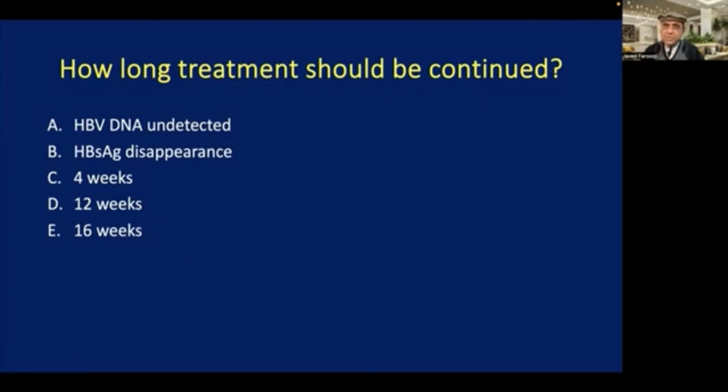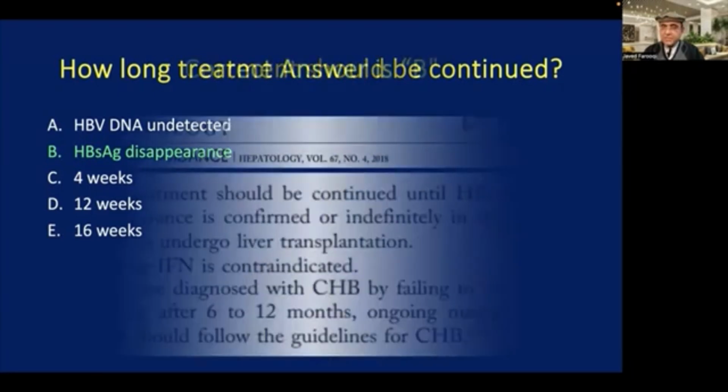You write down your choice, and let's see what's the correct answer. The correct answer is till the HBs antigen disappears. When you start a patient of acute severe hepatitis B on oral drugs, it should be continued, the guideline says, till the HBs antigen disappears.